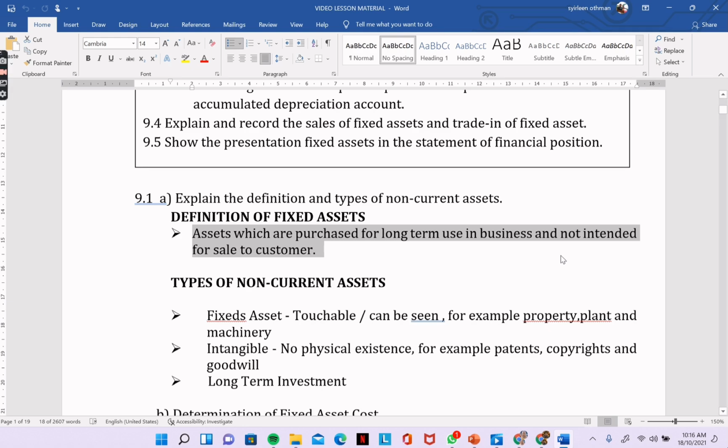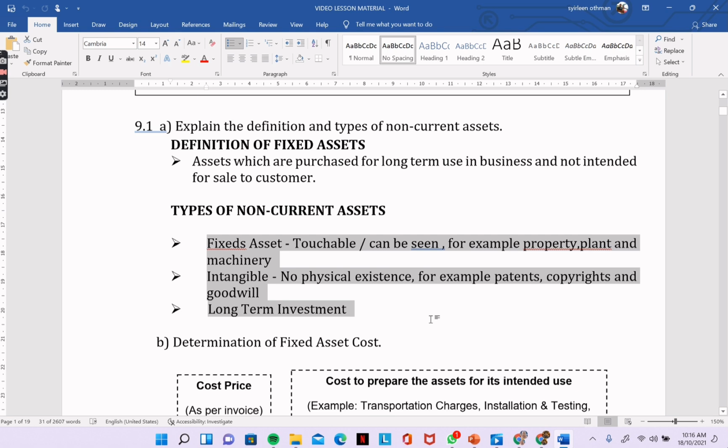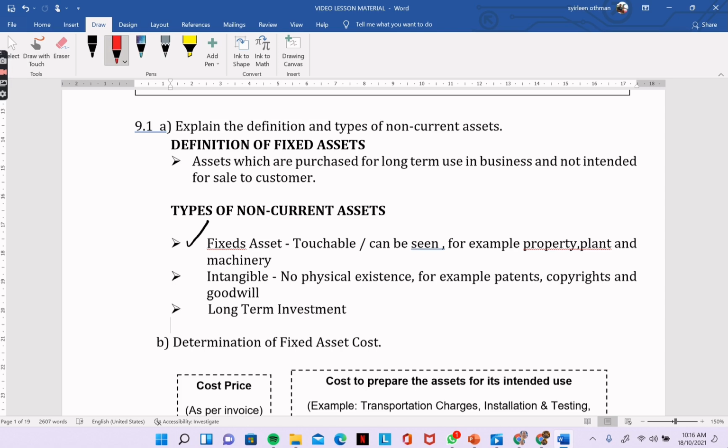It's not for resale. So we have three types of non-current asset. The first one, we have the fixed assets, and then we have the intangible asset and also the long-term investment. If you were to give the types of non-current asset, these three will be your answers. But if you were to give example for fixed asset, this will be your answer. So don't mix up the definition for fixed asset and for non-current asset.